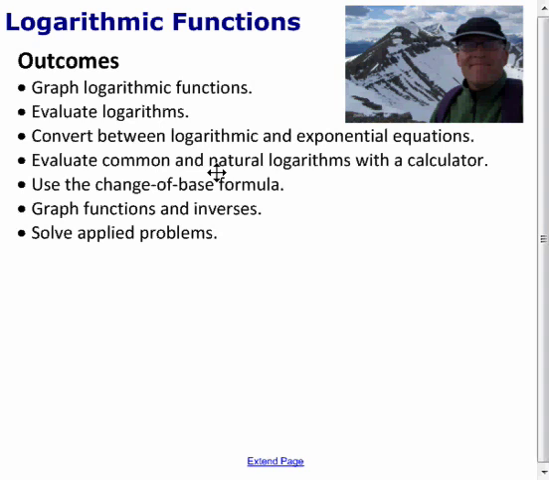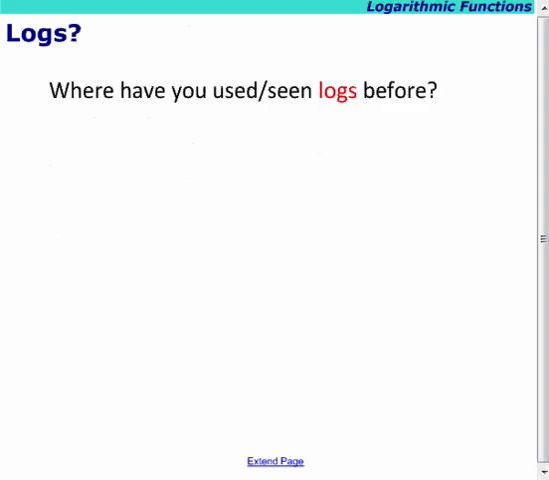So today our main purpose is just to understand what a log is and a few useful tools to help us deal with logarithms. In future classes we'll see even more rules that we can use with logarithms. To begin with though, where have you seen logs before?